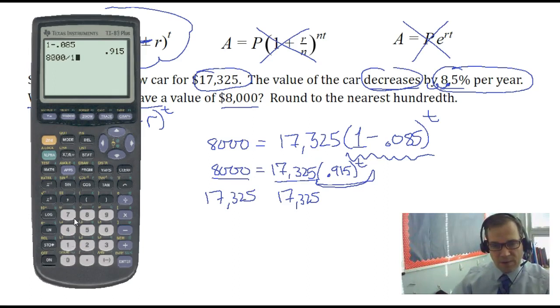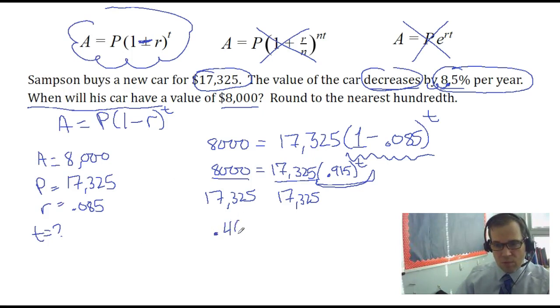$8,000 divided by 17,325. Don't round. Just leave it. I'm going to write down a rounded number, but I'm going to leave this on my screen. So I'm going to write down 0.462. But I'm going to leave that whole entire number on my screen.